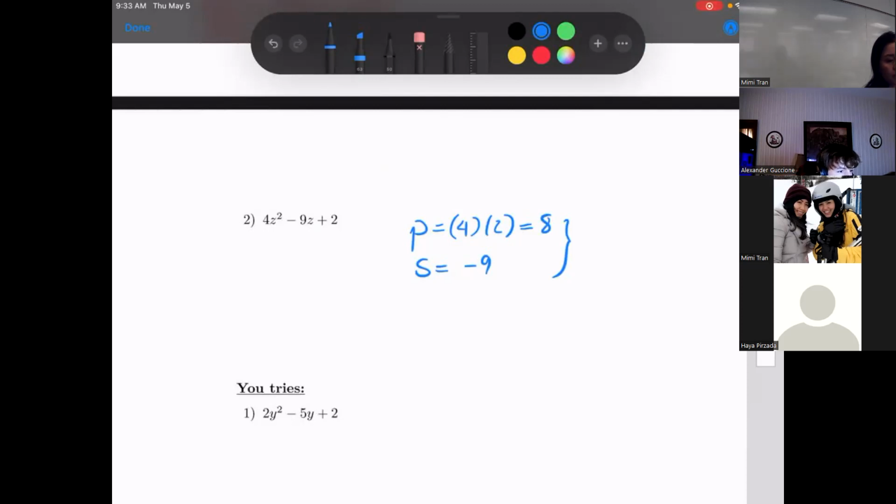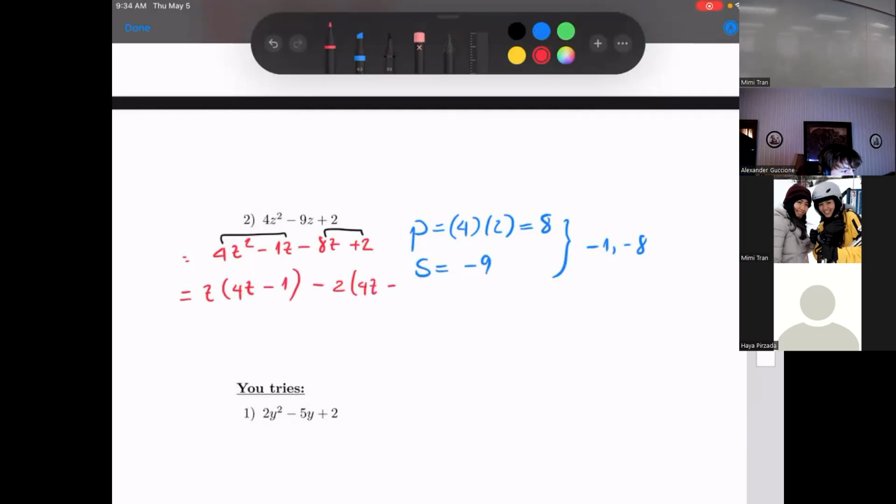So let's see. What do you think? Yeah, -1, -8, right? So for z, I use z. 4z squared minus 1z minus 8z plus 2. Group factoring. Factor out z. I have 4z minus 1. Factor out 2. I got 4z minus 1. Well, I factor out -2. So 4z minus 1 times z minus 2.